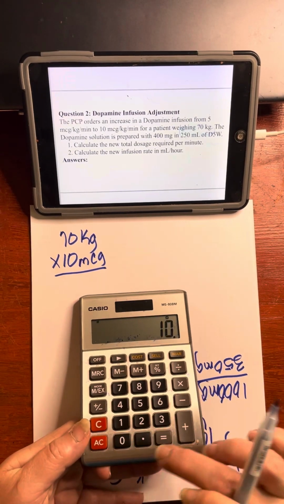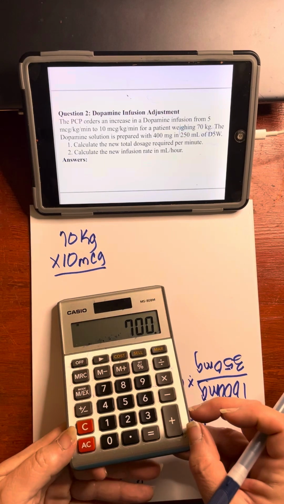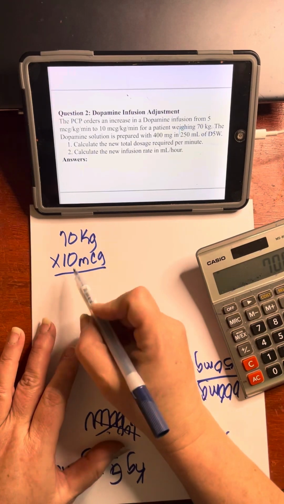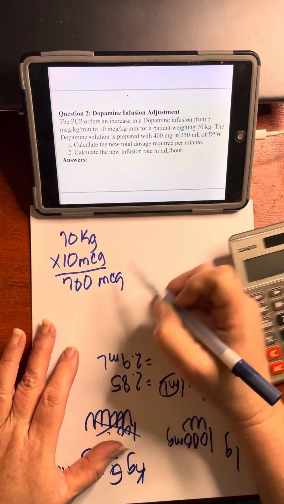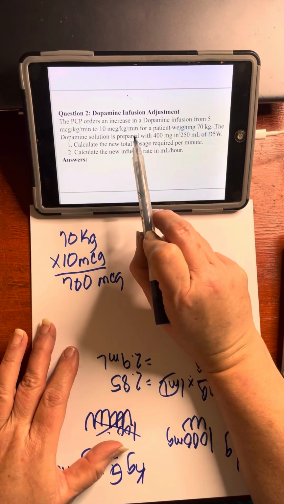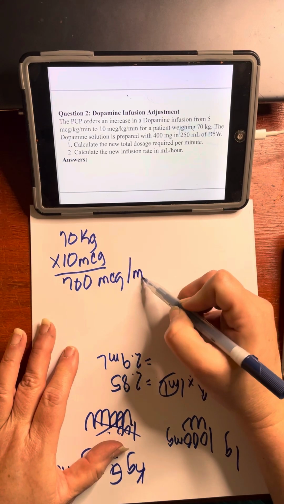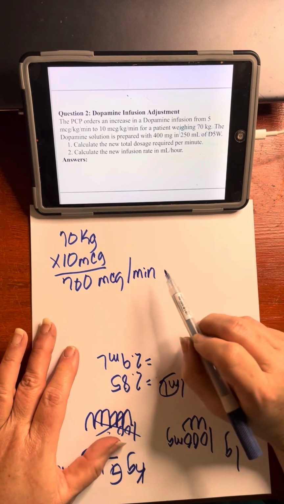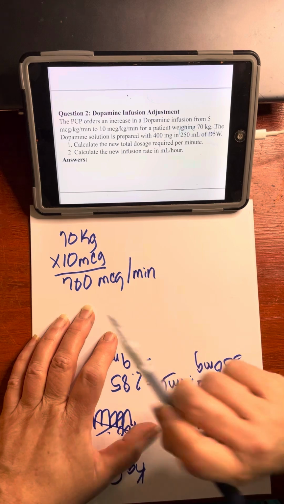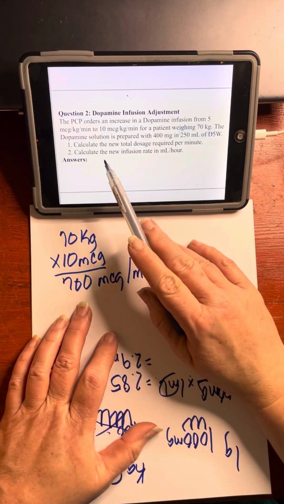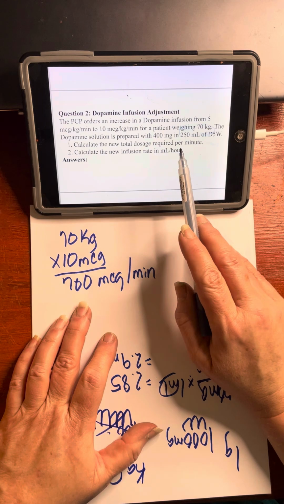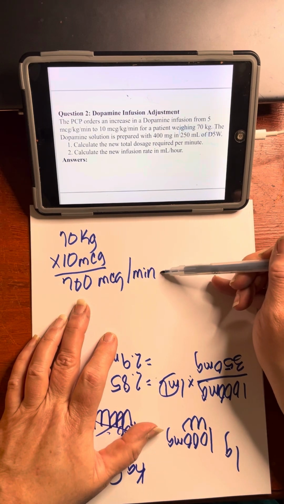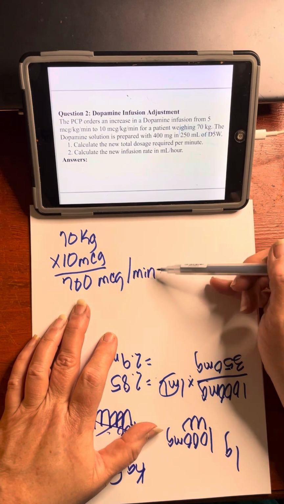70 times 10 equals 700 micrograms. And what is that? It's per minute. Okay. And then calculate the new total dosage required per minute. This is going to be your answer. 700 micrograms per minute.